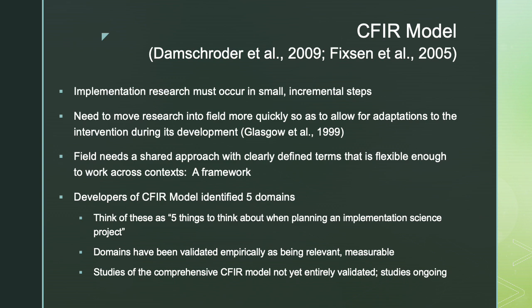So the developers of the CFIR model identified 5 domains. I'd like you to think about these as 5 categories of things to think about when planning an implementation science project. You're probably going to have different amounts of focus on subsets of these domains. You're not going to simultaneously assess all of these domains in a developing project. So think about these as domains that contribute to the way you would describe your implementation project.